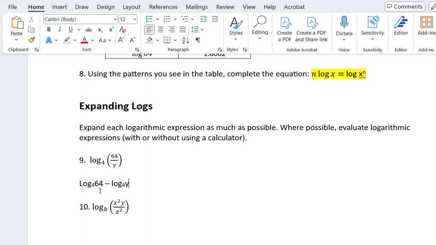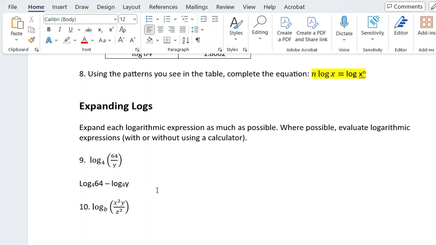Now, log base 4 of 64 is something that I can evaluate further. Log base 4 of y is not. So my goal with expanding is to get it so that each variable or number has its own separate logarithm. And anything where I have log of a number, I can evaluate that. So log base 4 of 64.